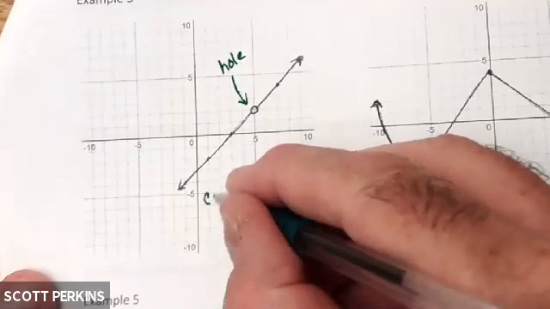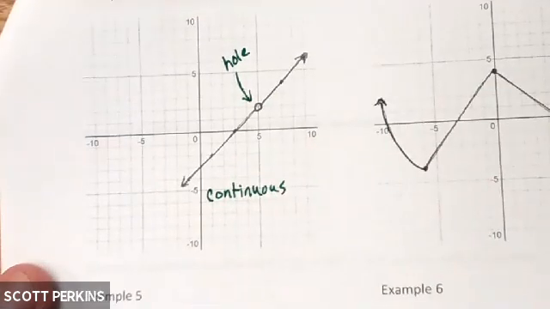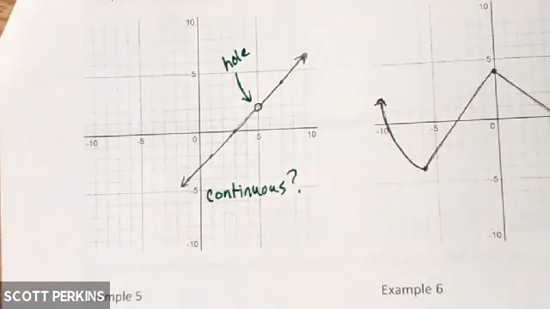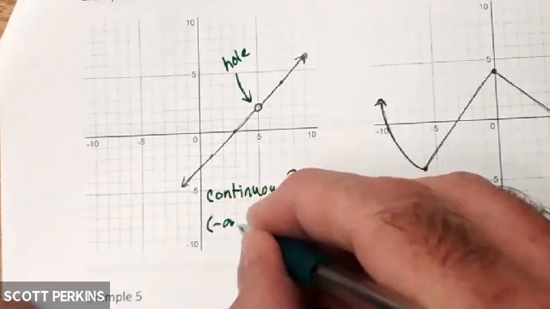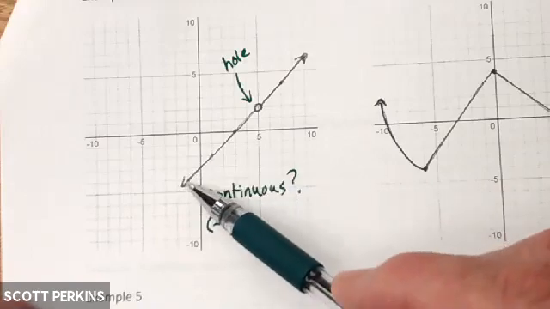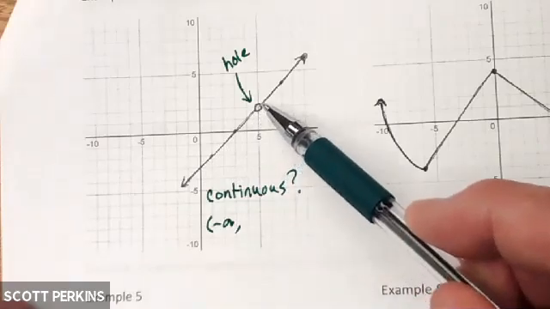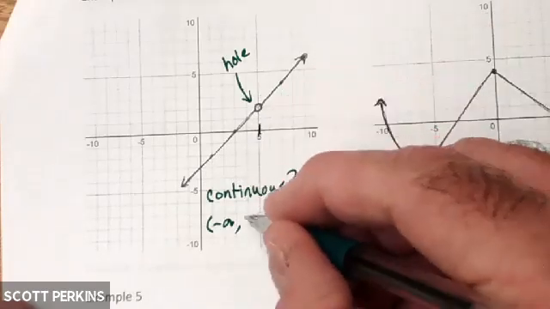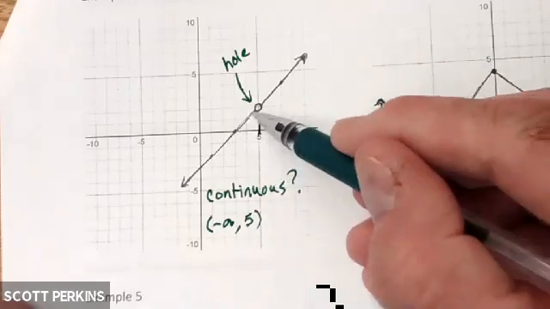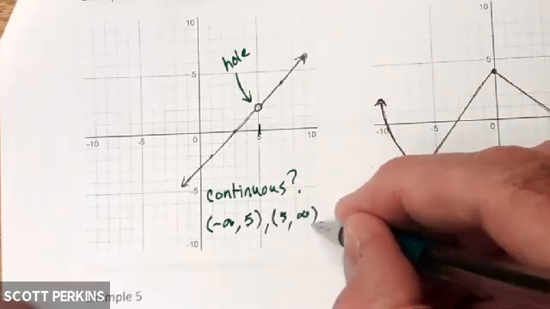So for a graph like this, if we asked about continuity, well, then we would say negative infinity. Now, where is that point of discontinuity? What is the x value that I have to lift up my pen at? 5, yes. And then once I jump over that little gap there, it's continuous again from 5 to infinity.